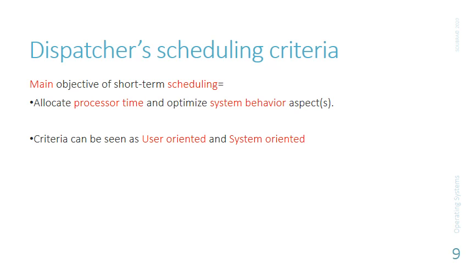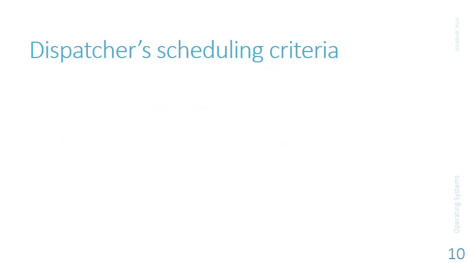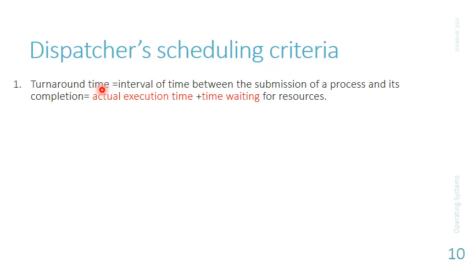All right, so the scientists, in the scientific literature out there, decided to divide those criteria into user-oriented and system-oriented ones. And let's do that. Turnaround time.